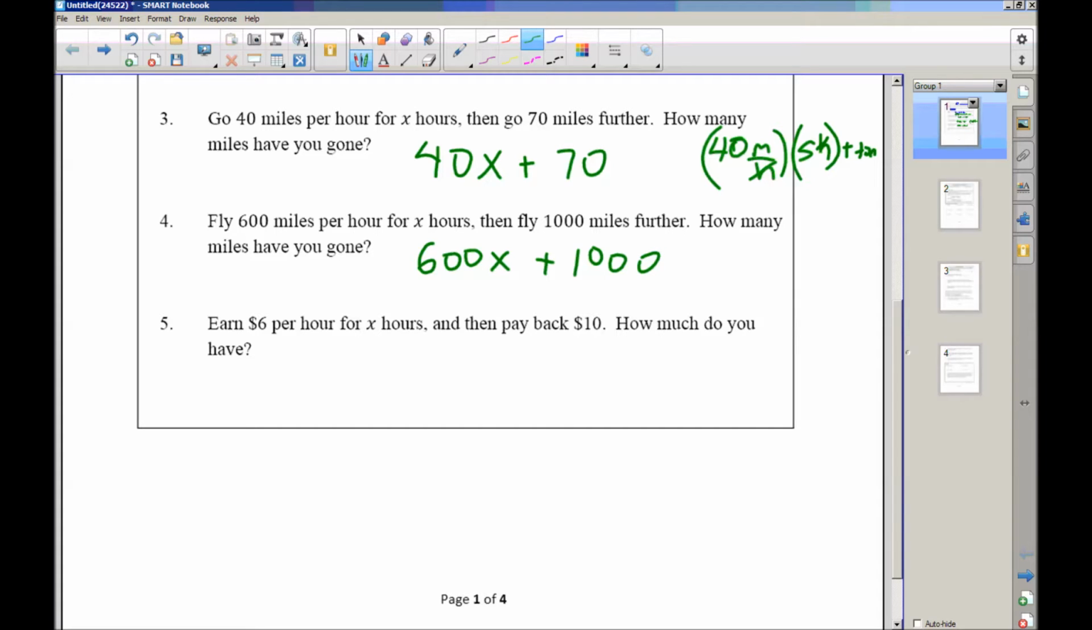Okay? Earn $6 per hour for X hours plus pay back 10. So paying back is going to be subtraction here. So subtract 10.